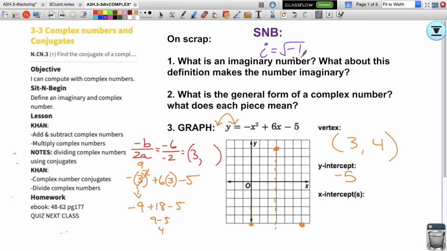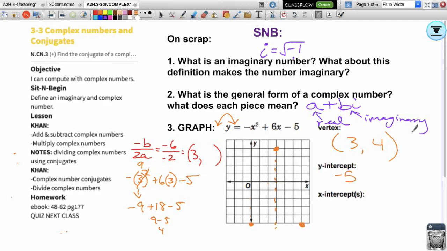So then what is the general form of a complex number in all letters? Yes, a plus bi. And what does each of these pieces mean? What does the a represent? A real number. And the bi? Imaginary. And that's why it's called complex, folks, because it has a real piece and an imaginary piece.